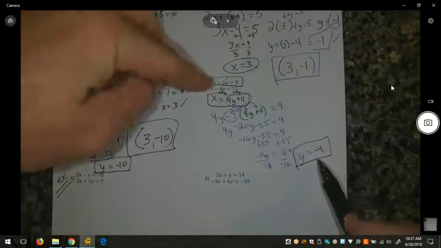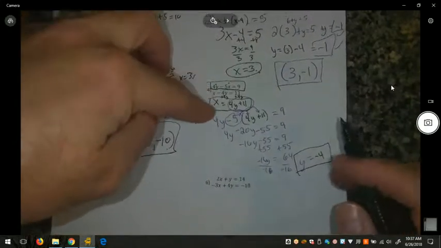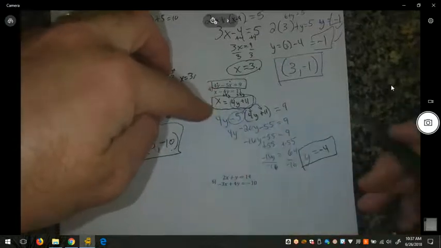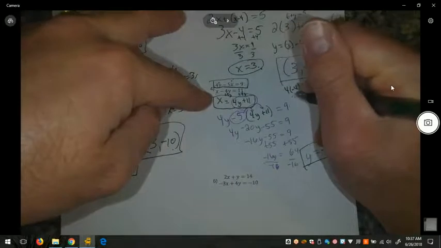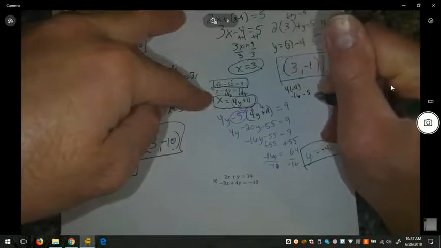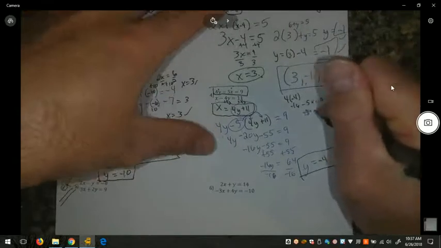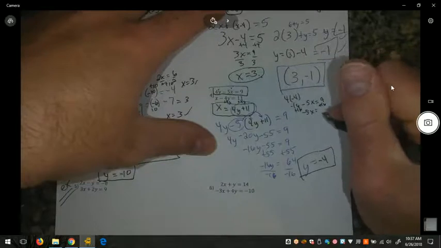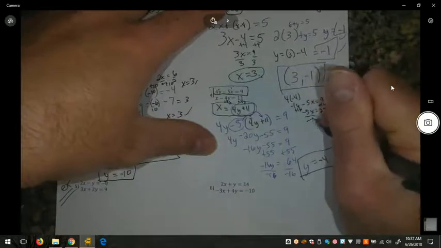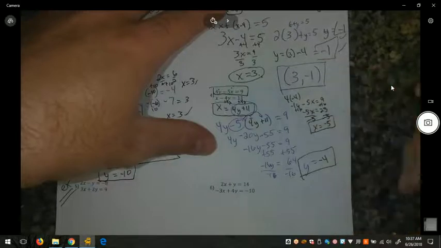Assuming we did that correctly, when we plug it back into both of the top two equations, I'll probably just use this one because I know those are equivalent, we should be good. So 4 times -4, that's -16, minus 5x equals 9. I'm going to add 16 to both sides. When I add 16 to 9, I get 25. Divide by -5, x equals -5.